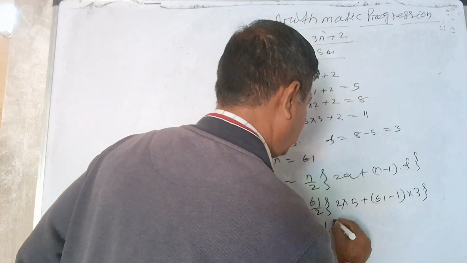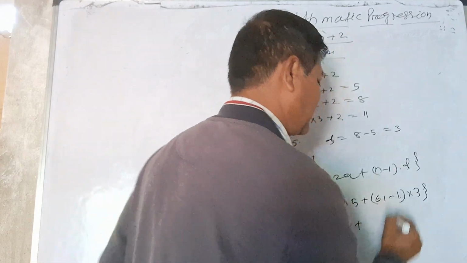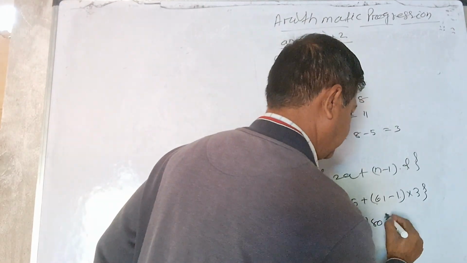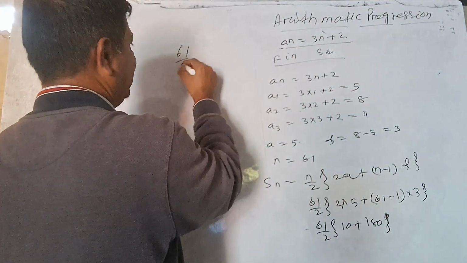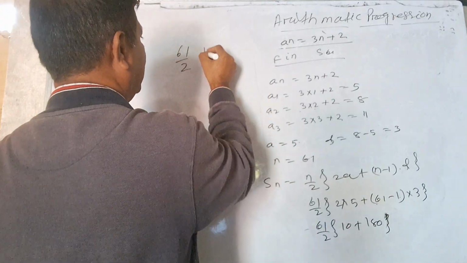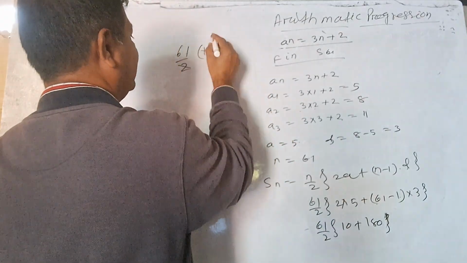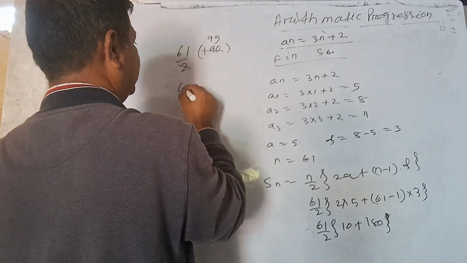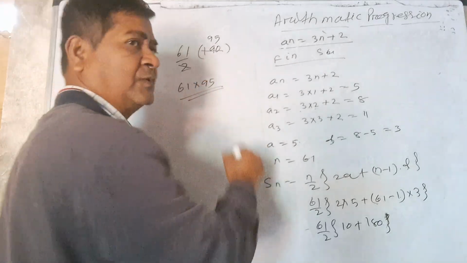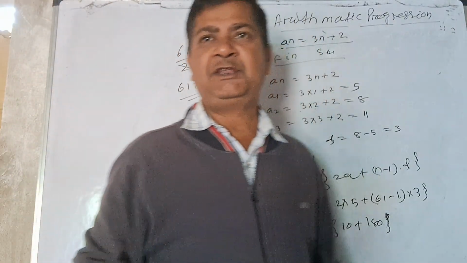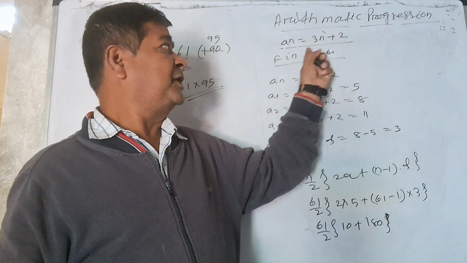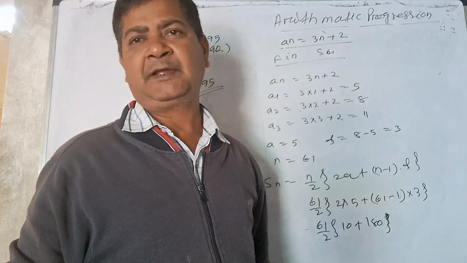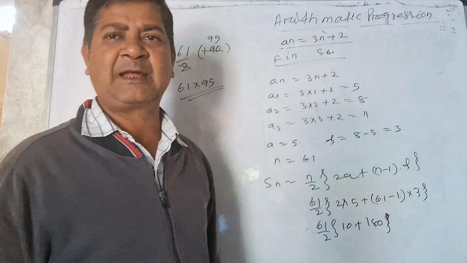61 by 2, 2 into 5, 10, plus 61 minus 1, 60 into 3, 180. That means 61 by 2, 10 plus 180, 190. The 2 cancels, 2 nines are 18, here it is 95. 61 into 95 will be your answer. In this way you will be able to find Sn if An is given.